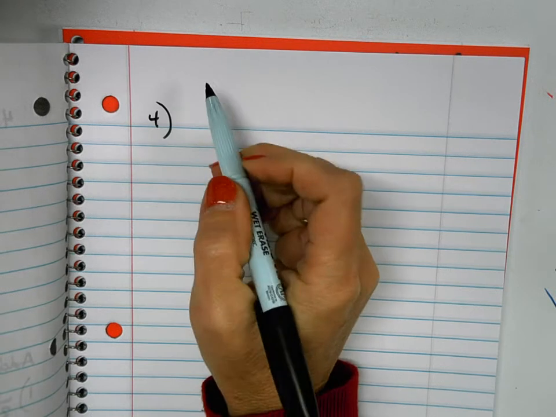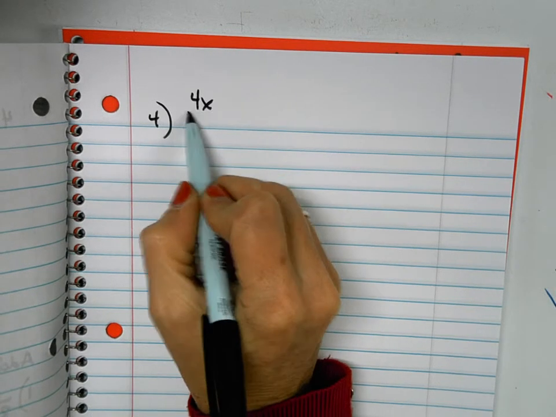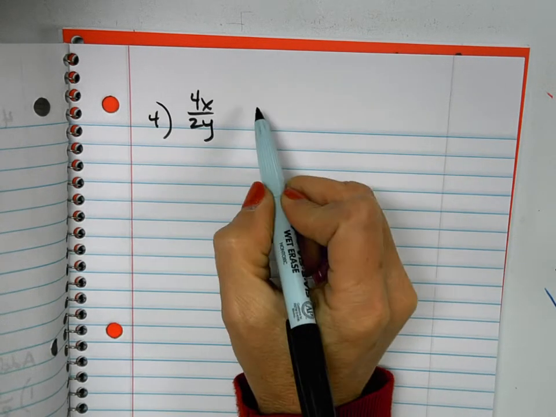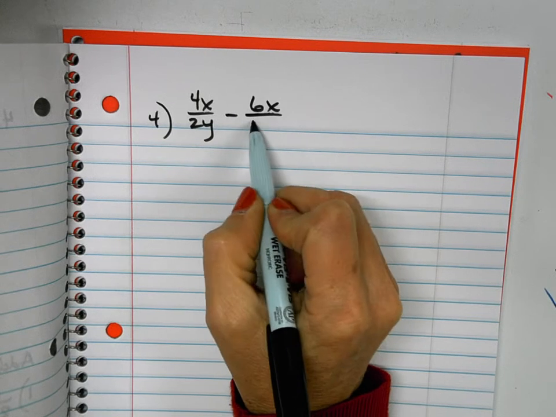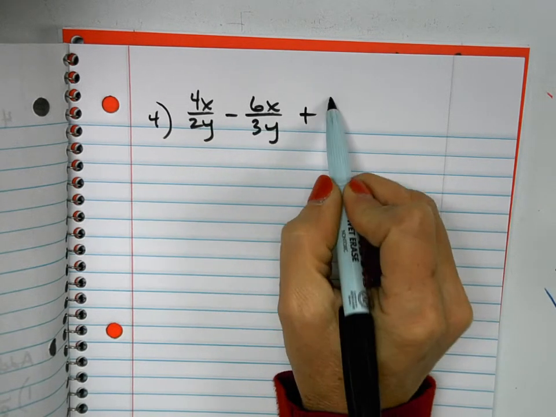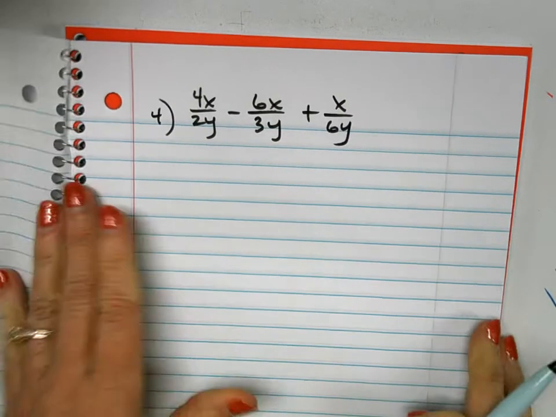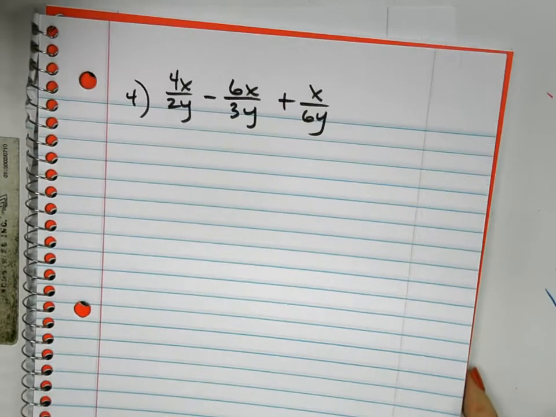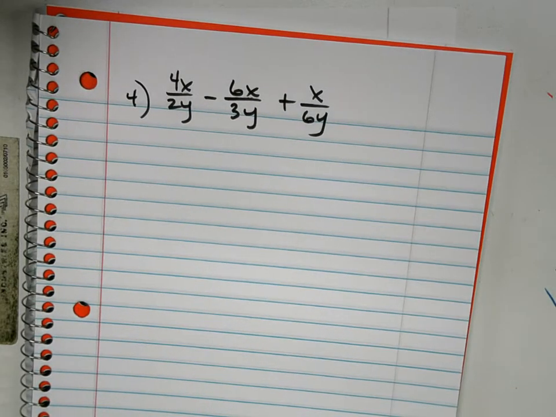Number 4. 4x over 2y minus 6x over 3y plus x over 6y. Okay, so we're going to do 3 terms now. It's the exact same thing, whether it's addition or subtraction. Either way, you have to get a common denominator.